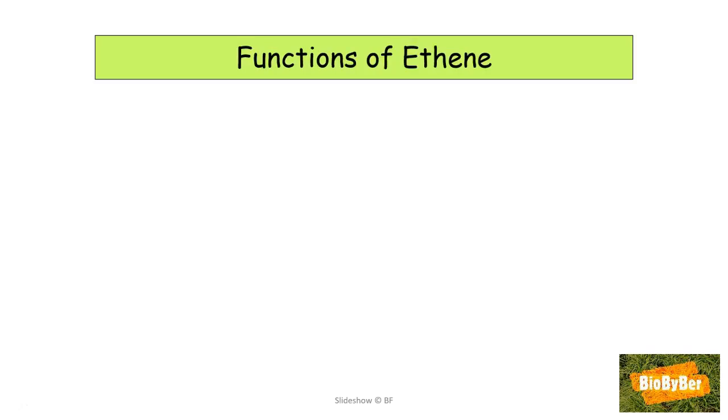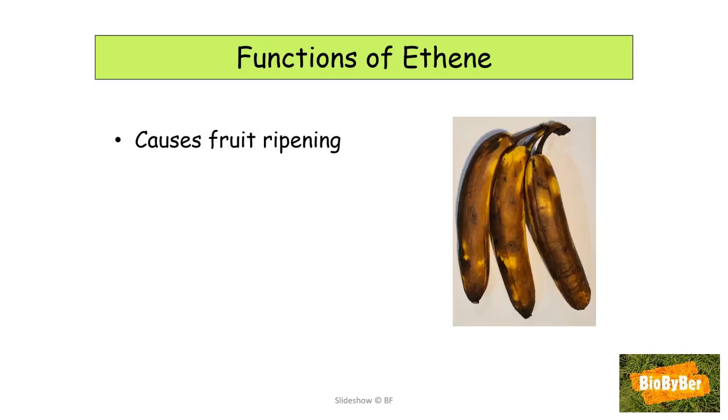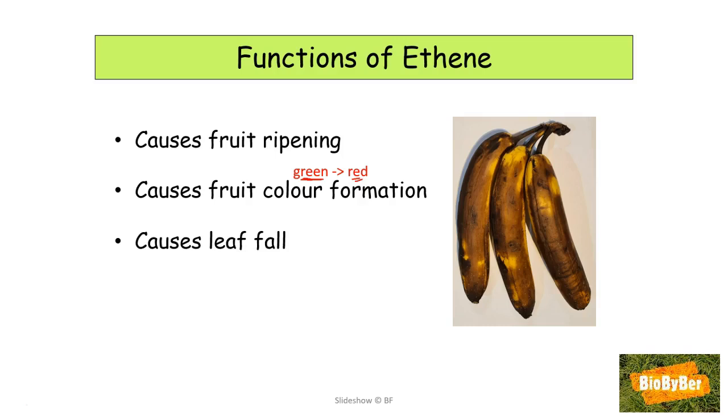What are the functions of ethene? Well, ethene causes fruit ripening. It is responsible for fruit colour formation. It's responsible for the way that green tomatoes turn red after a period of time. Ethene causes leaf fall and causes the aging of plants.